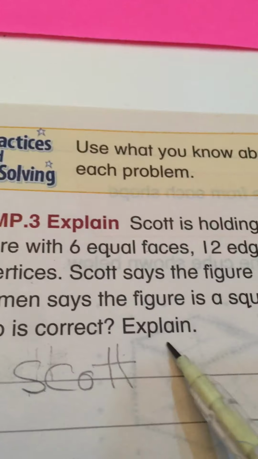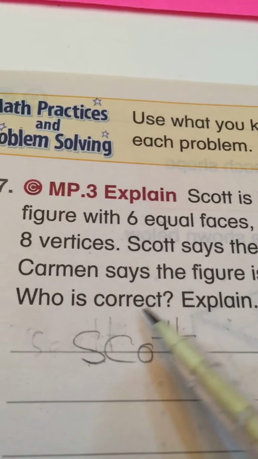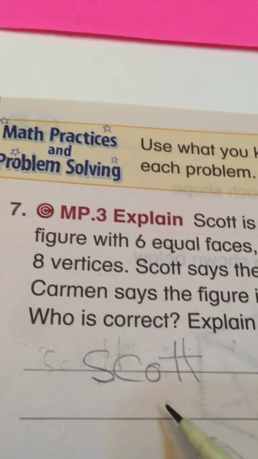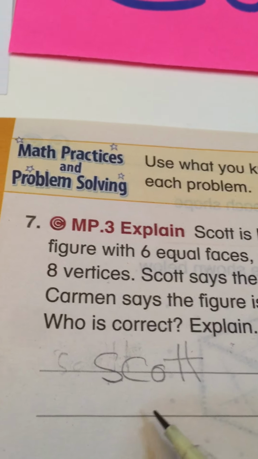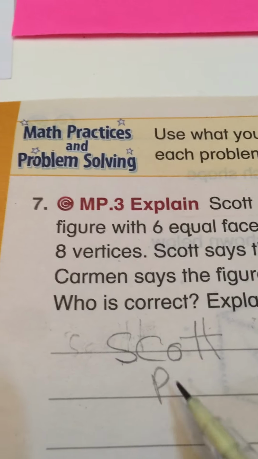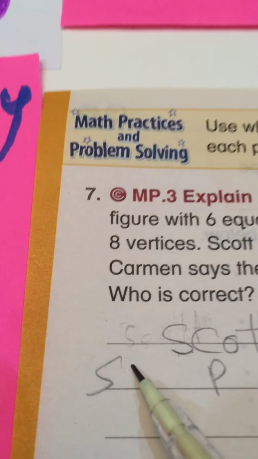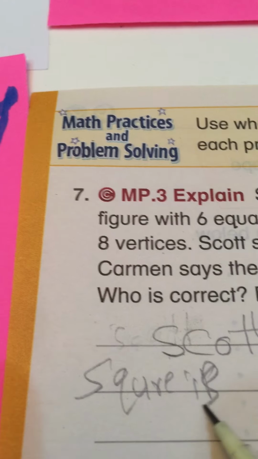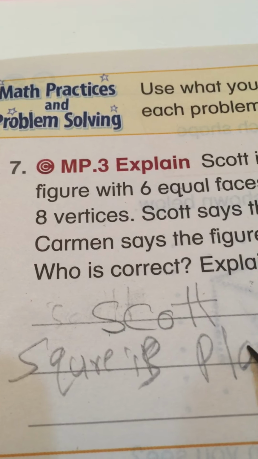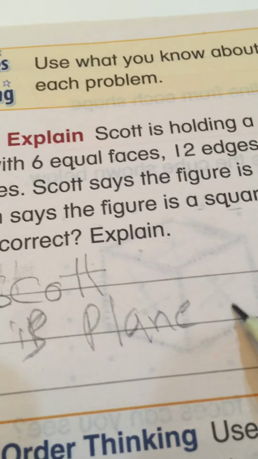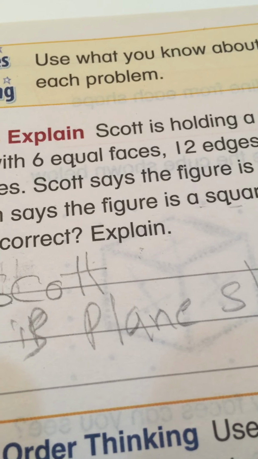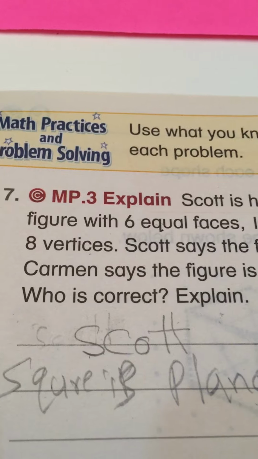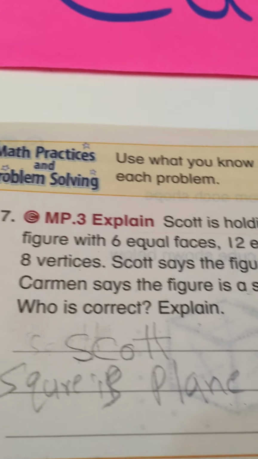And how can we explain? Carmen said that it is a square, and a square is not a solid. A square is a plane shape, not a solid shape, and it does not have faces. It is just plane, okay, not solid.